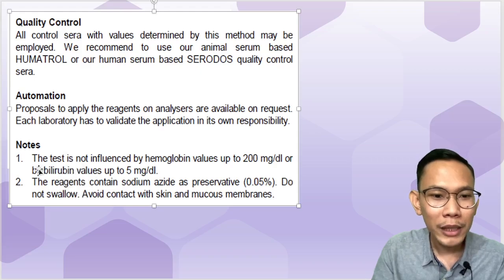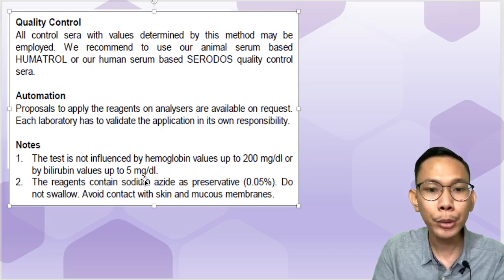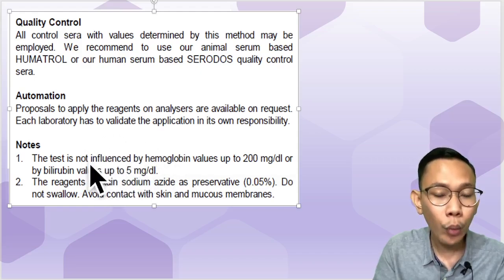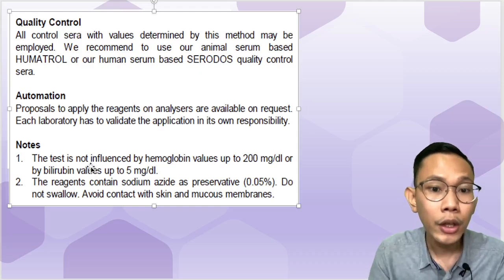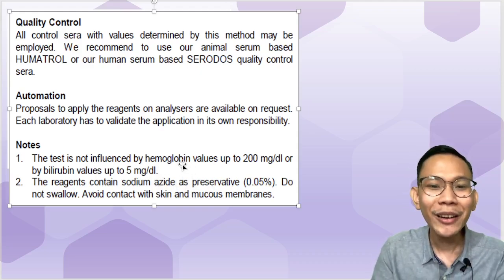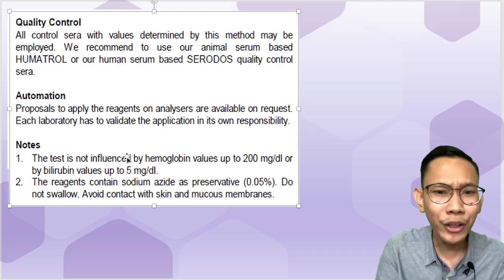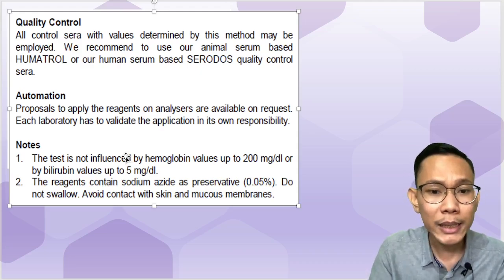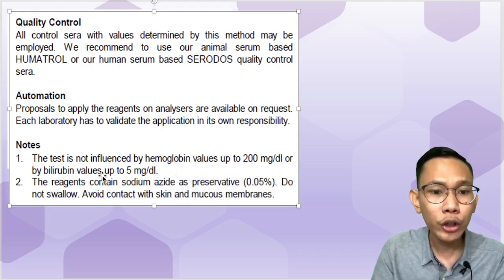Automation, and note, the test is not influenced by hemoglobin values of 200 mg DL, by bilirubin of up to 5 mg per DL. So remember that, ha, not influence. Therefore, pag it's more than 200 mg or more than 5 mg for bilirubin, it will now interfere your result. Ano nga mangyayari, di ba sinabi ko kanina, anong effect ng bilirubin? It will interfere with your hydrogen peroxide, causing now a false decrease of your result. So again, remember these values also, ha, for your hemoglobin and your bilirubin.